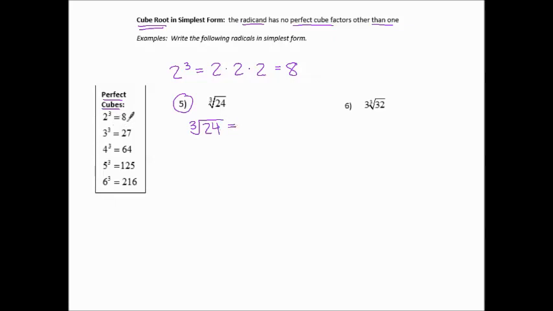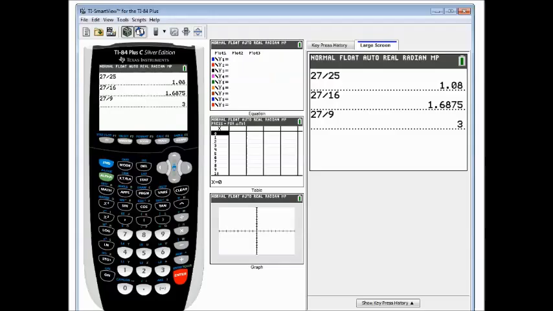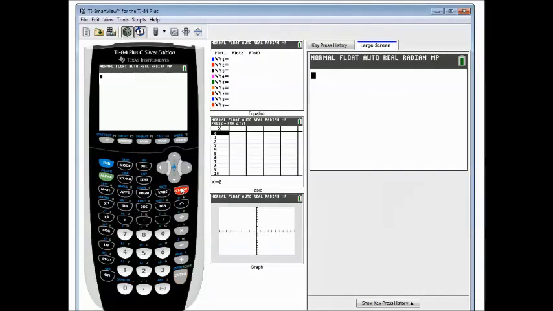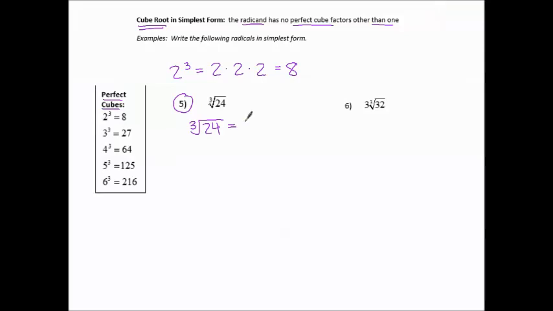I find where it would fall on my list. It would fall between 8 and 27. So I'm going to type in my calculator 24 divided by 8, and I get 3. So I can break this up into the cube root of 8 times the cube root of 3. Good.